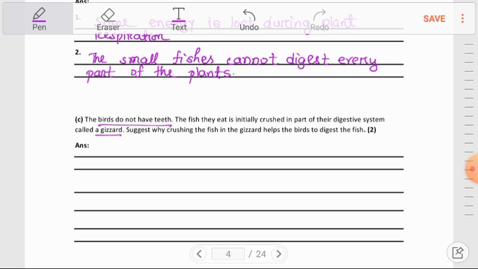Because whenever we crush something, it increases the exposed surface area, right? So more surface area is exposed now, which means that the enzymes can now work more effectively to digest the food better. So that's why crushing increases the surface area, so that enzymes can work better on it to digest it. So this is the answer, and let's write it down.